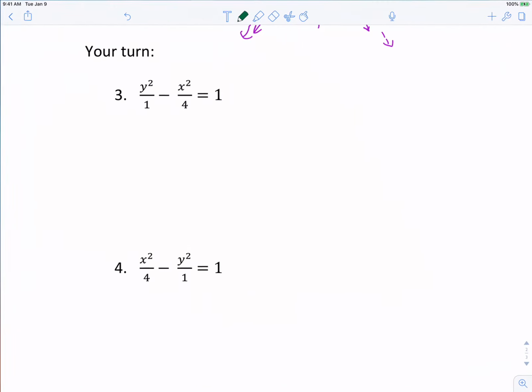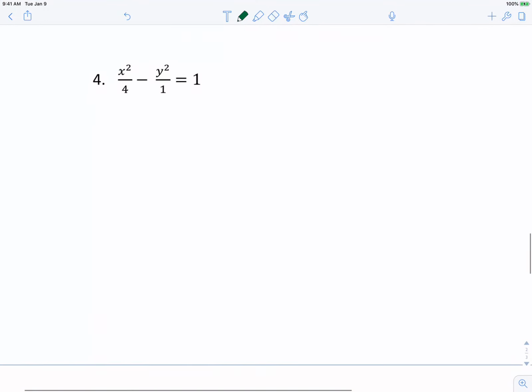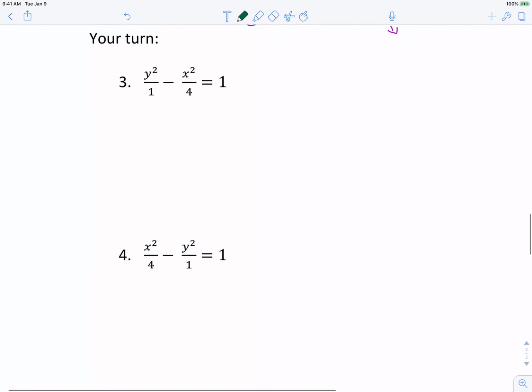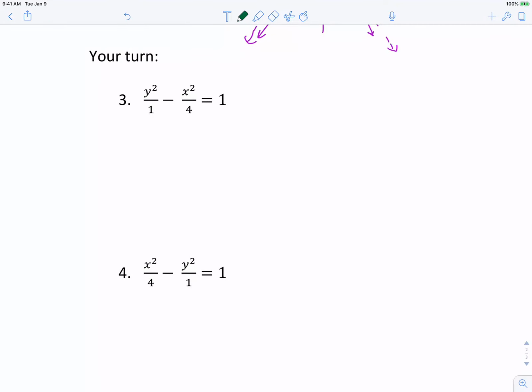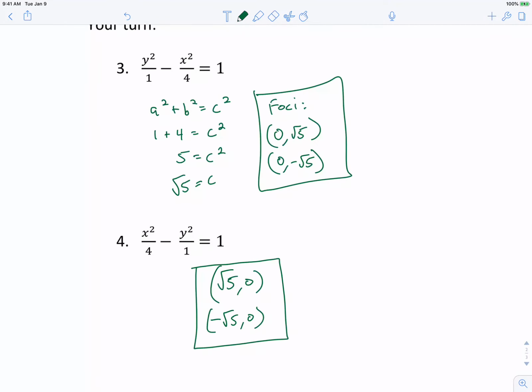Let's come back to our notes. So that's what you should have gotten for those. Oh, foci, I should have given you the answers to the foci. Those would be the locations of your foci.